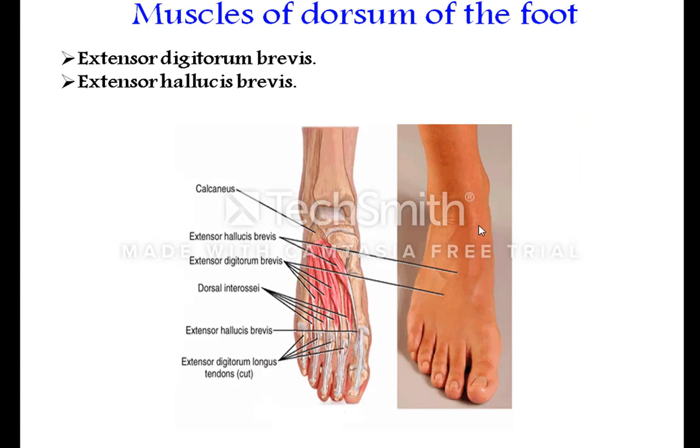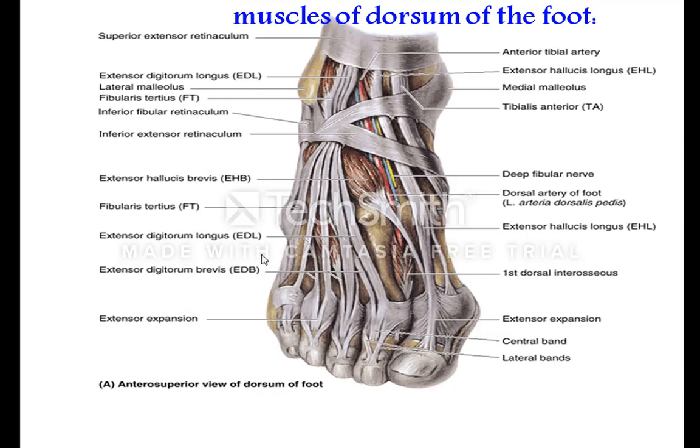Muscles of the dorsum of the foot. Here there are two muscles, the extensor digitorum brevis and the extensor hallucis brevis. The extensor digitorum brevis tendons run here to the middle three toes, but not the fifth and not the big toe. The extensor hallucis brevis runs here to the big toe. So these two muscles are found in the dorsum of the foot.